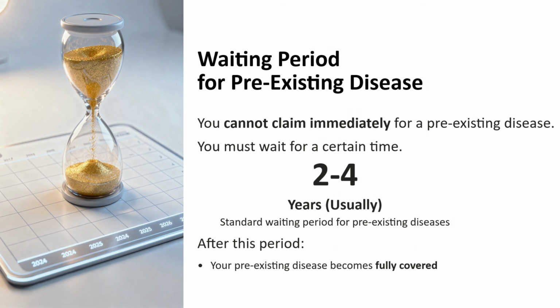Now we will see waiting period for pre-existing disease. You cannot claim immediately for pre-existing disease. You must wait for certain time. Standard waiting period for pre-existing diseases is 2 to 4 years usually. After this period, your pre-existing disease becomes fully covered.